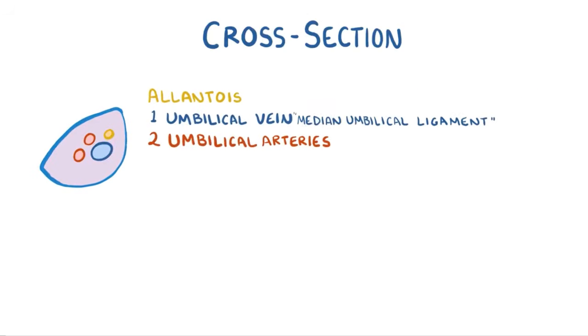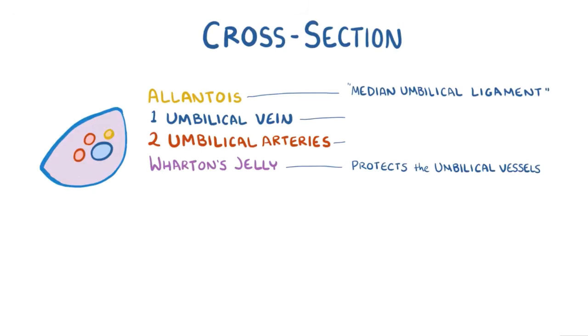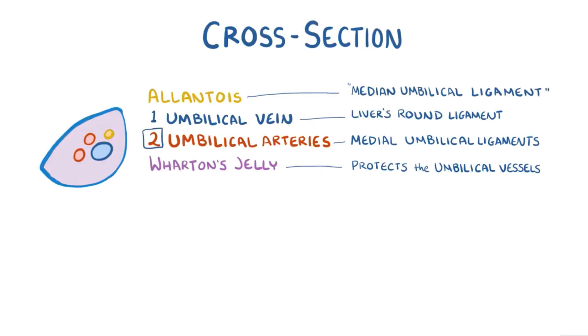So all that remains in the umbilical cord is the umbilical vein, the 2 umbilical arteries, and a gelatinous substance called Wharton's jelly, which protects the umbilical vessels. After birth, the umbilical vein becomes the liver's round ligament, and the umbilical arteries become the medial umbilical ligaments. To help keep it straight, think of the fact that there are two umbilical arteries. So all of the umbilical arteries become medial ligaments. Whereas there's only an allantois, which turns into a median ligament.